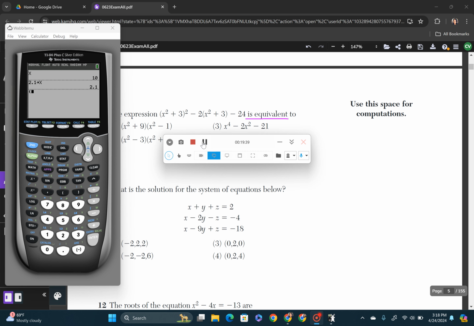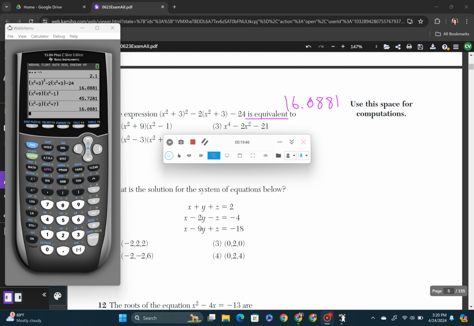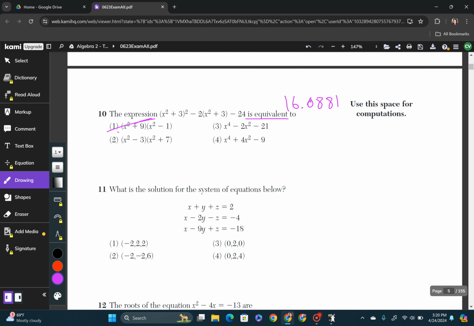So for the first one, when I plugged in my function exactly as is, I got 16.0881. So as I plugged in the other ones, it was not the first one because that was 45.7281. So that was not it. And then the second one was the one that matched my 16.0881. Okay. So therefore, I know that 3 and 4 are not, but again, if you want to make sure, you could go ahead and plug it in.